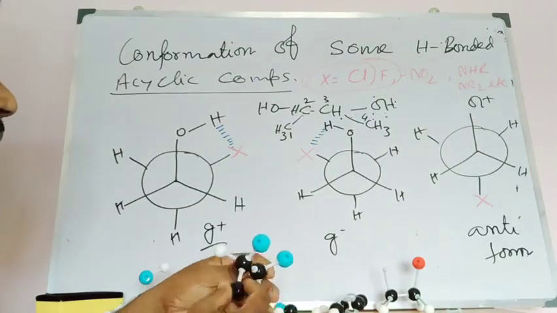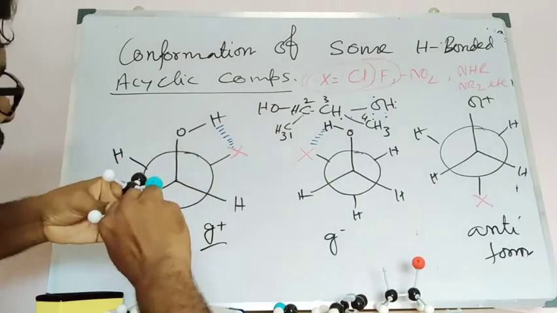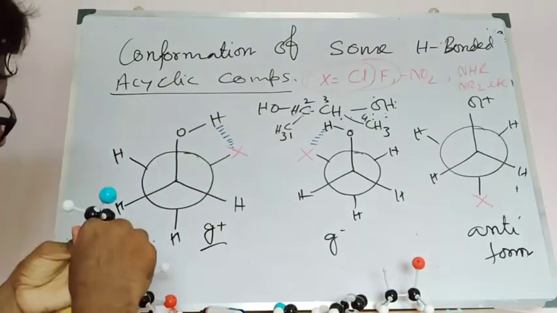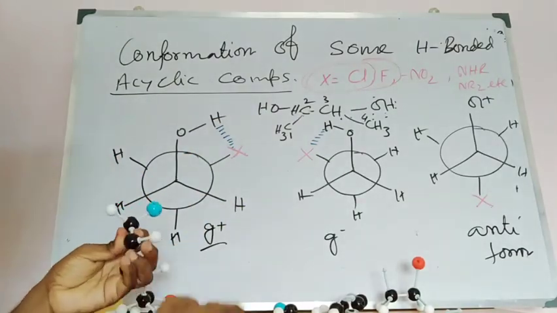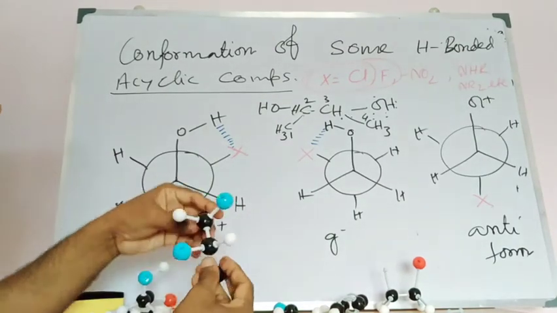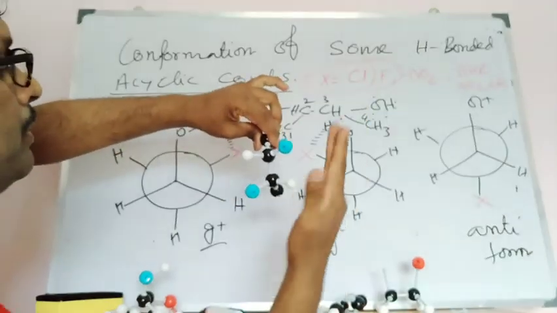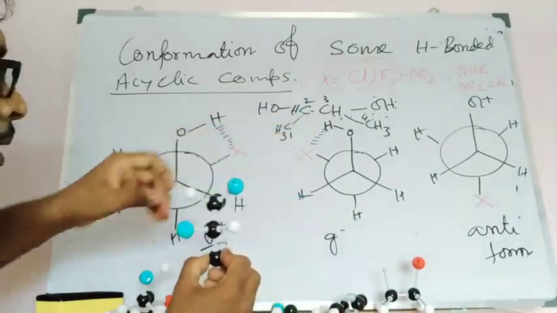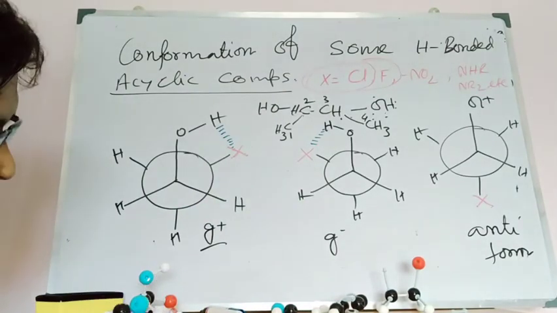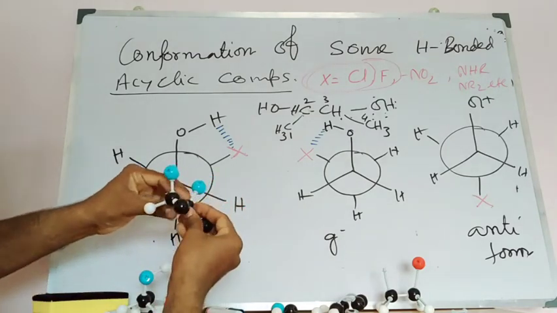So it may be the meso, yes or no? This may be the meso, or it may be the plus or minus, that is the DL pair. If it is D, then its mirror image will be there. So this will be the optically active conformation. First of all, we have to go to the meso conformation. So what hydrogen bonding is possible for this meso compound?